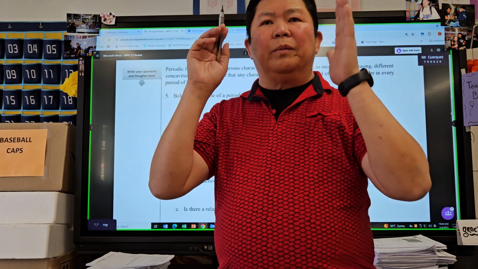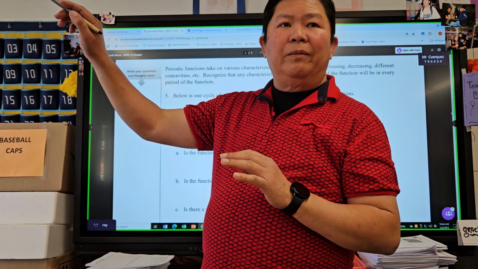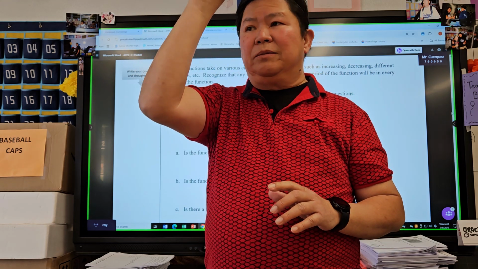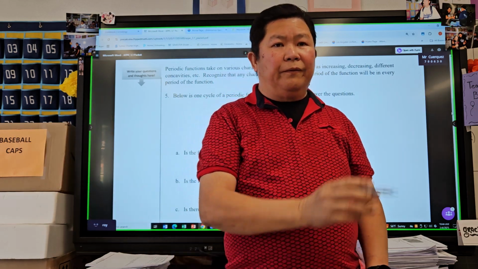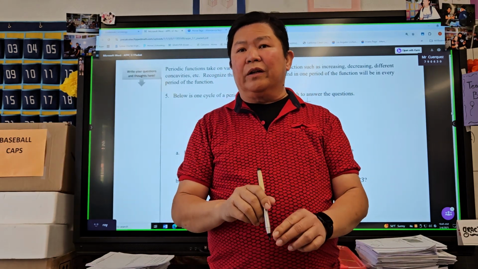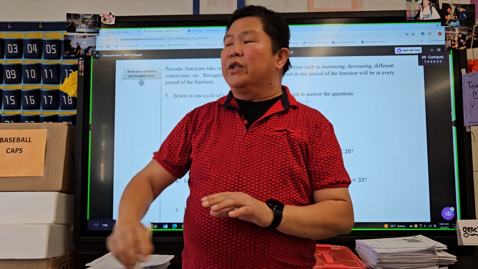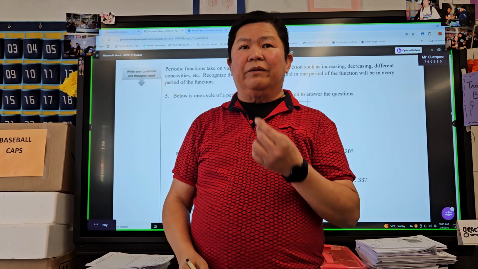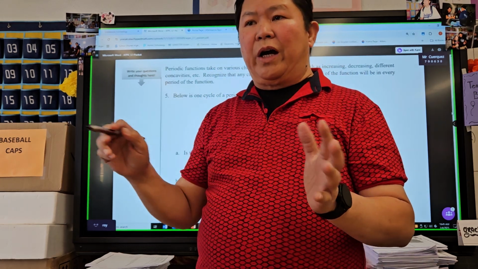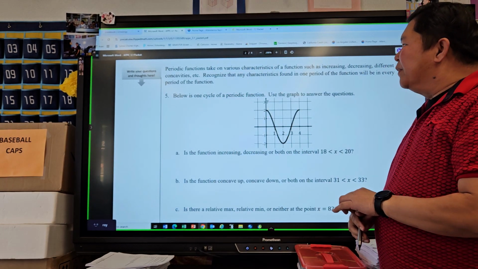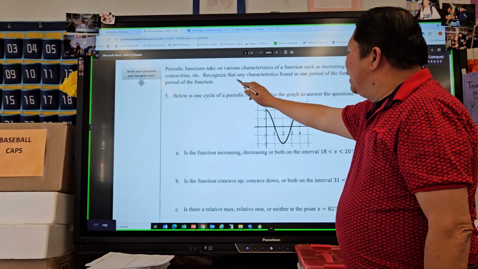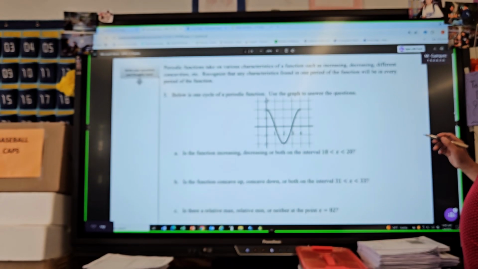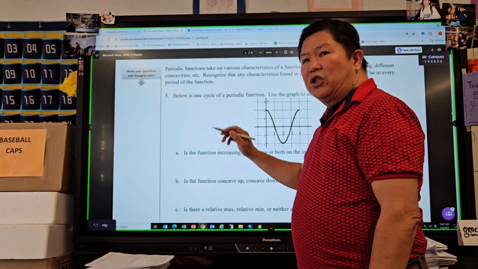I'd like you to imagine, or if you have time, please look at a mountain. On top of the mountain is the maximum right there. And if we have a valley, right there at the bottom is the minimum. So relative max on top of the mountain, and in the valley we have relative minimum. That's very important, guys, to identify this. Recognize that any characteristics found in one period of the function will be in every period of the function.